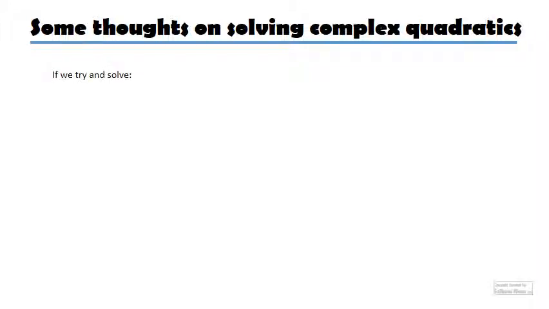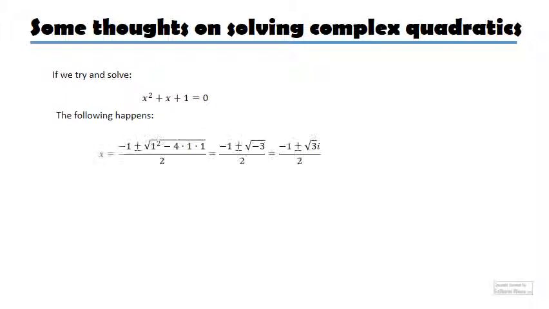So suppose we try to solve this quadratic here, x squared plus x plus 1. Well, if you go straight into your quadratic formula, which I hope you're familiar with, you're going to get complex numbers as the solution, because you end up with the square root of minus 3, so that's square root of 3 times i, and hence you have these two solutions.